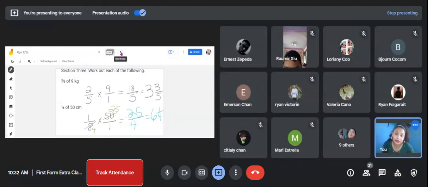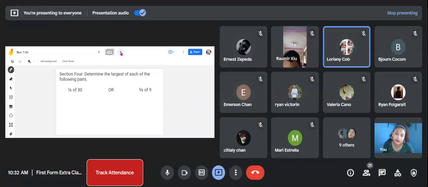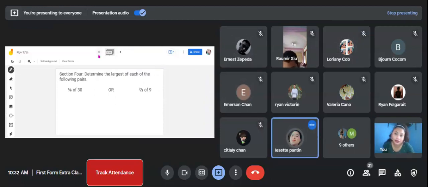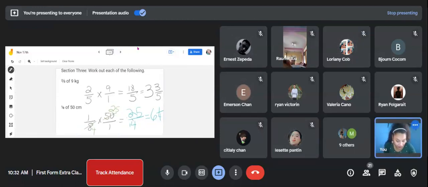No questions? No, miss, can you please explain it to me again? Which one? The 1 over 8 of 50 cm. Okay, the 1 over 8 right here. 1 over 8 is because of the 1 over 8 that I have here, and then the 50 is this 50. But because it is a whole number, I need to put it over 1.